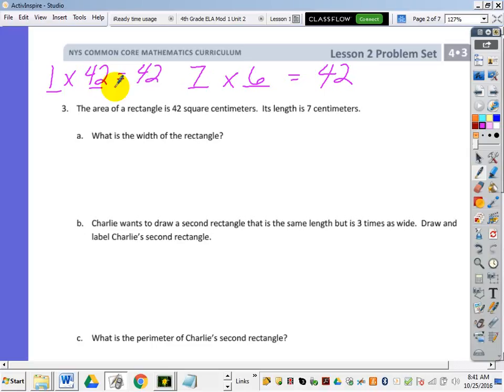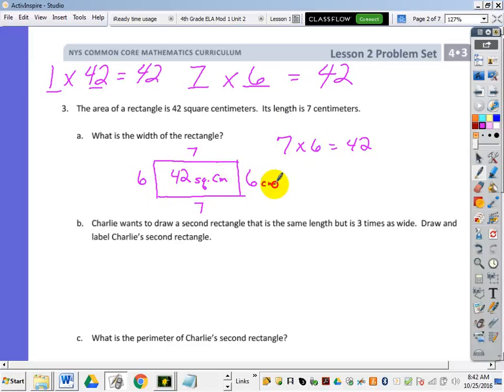Okay. So the area of a rectangle is 42 square centimeters. Its length is 7. Looks like we're going to have a 7, right? I'm going to put 7 on top and 7 on the bottom. Okay, what is the width? We already kind of know, don't we? The width has to be the other number, which has got to be 6. It's the only numbers that will make 7 times 6 equals 42. So 42 square centimeters. These are all centimeters here.